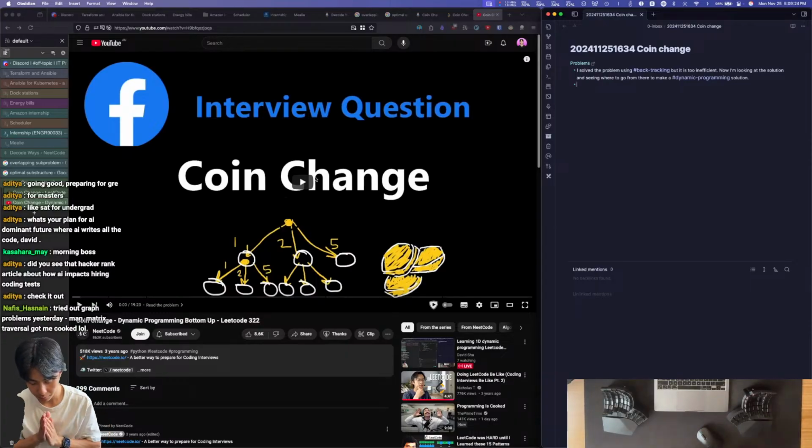Just thinking about it. Nafi tried out graph problems yesterday. Man, matrix traversal got me cooked. Yeah, not bad. Matrix traversal though, how would I remember it? How do I remember it as? I mean, if anything, you can kind of think about it in terms of rows and columns. Yeah, anyway. Thinking about it in terms of rows and columns and thinking about the bounds were the tricky part for me.